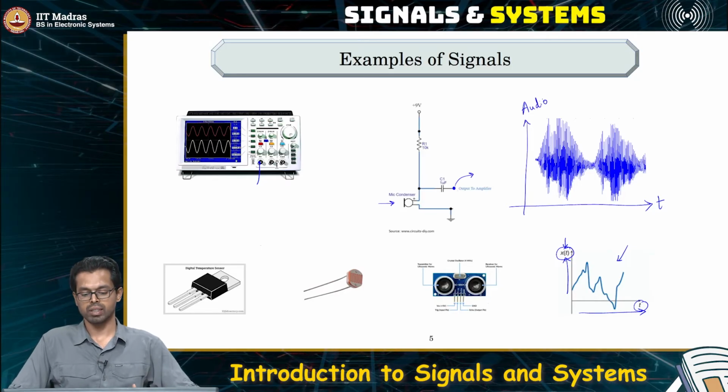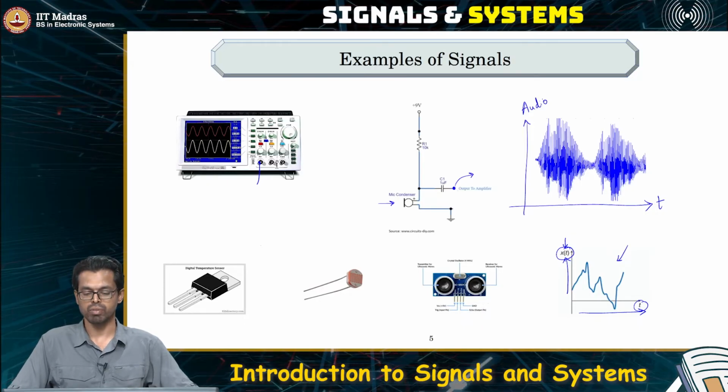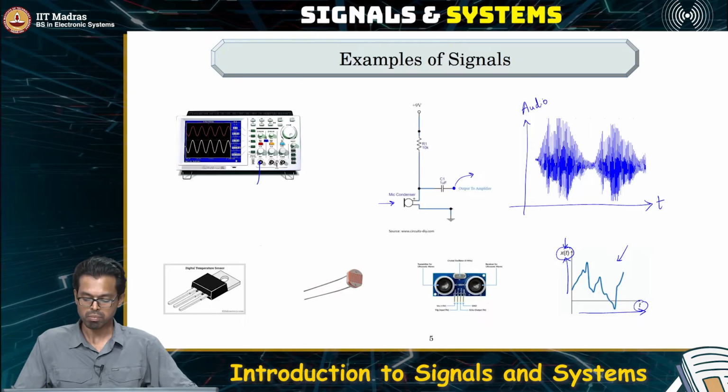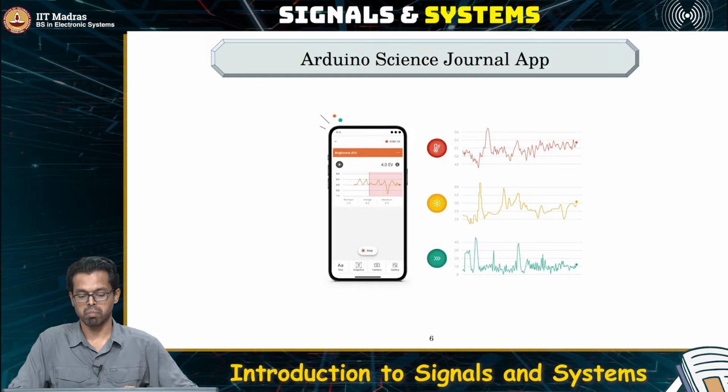So what we have now seen is different kinds of signals and how we end up representing them as a function of an independent variable. Typically, it will be time or frequency for us. Okay. How do you generate signals in your hand now?